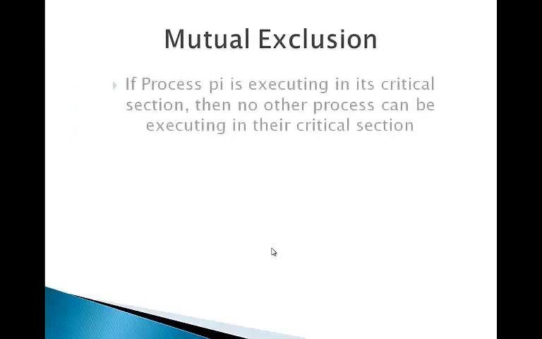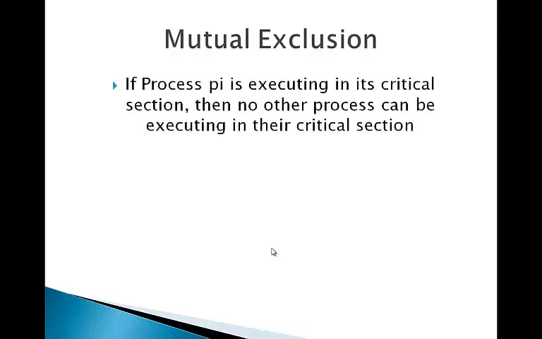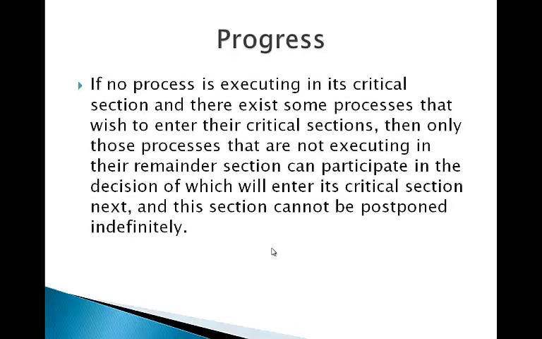Mutual exclusion. If process Pi is executing in its critical section, then no other process can be executing in their critical section. Progress. If no process is executing in its critical section and there exists some process that wish to enter their critical section, then only those processes that are not executing in their remainder section can participate in the decision of which will enter its critical section next, and this selection cannot be postponed indefinitely.